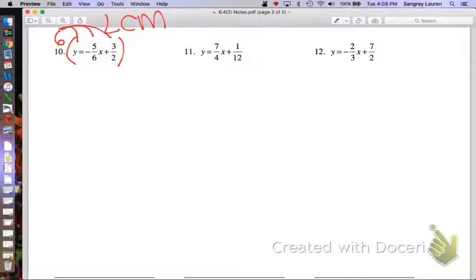So now we distribute. 6 times y is 6y. 6 times negative 5 over 6 will be negative 1. So that's negative 1x. Oh, I'm sorry. Getting ahead of myself. Negative 5x. There we go. And then 6 times 3 over 2 is going to be 9.